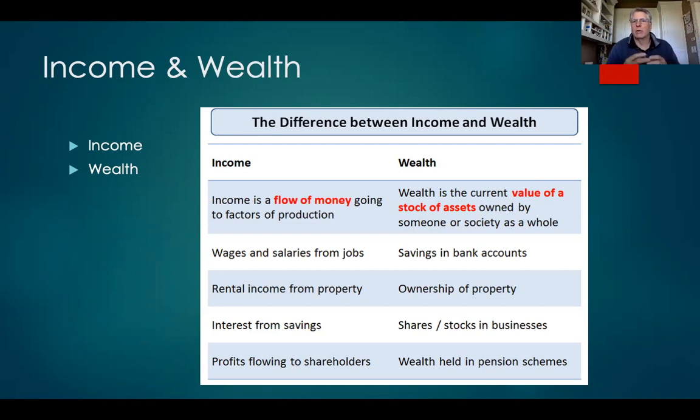In this case, we're going to individualize it, but it could be a group. We could measure a group's average wealth, or a country's wealth. But it includes savings in bank accounts, ownership of property. Now, it doesn't count the interest coming in, that's income. It counts the principal that you have, or the value of the property, or the value of the shares of stocks or businesses that you own. And wealth held in pension funds. I mean, it's pretty crazy, right?